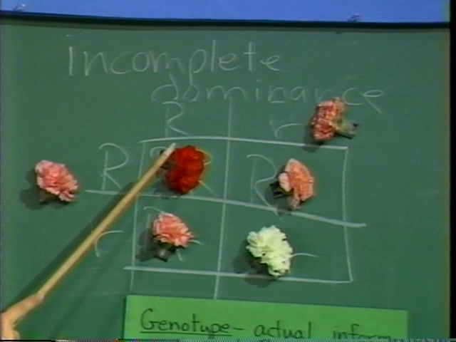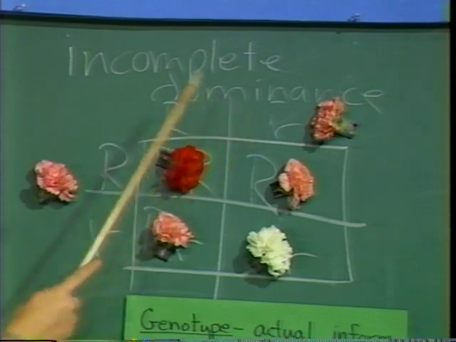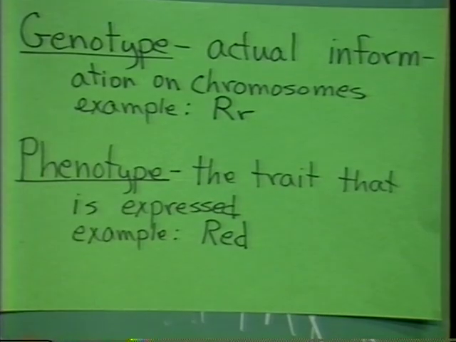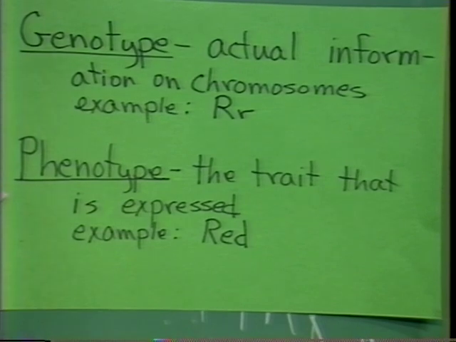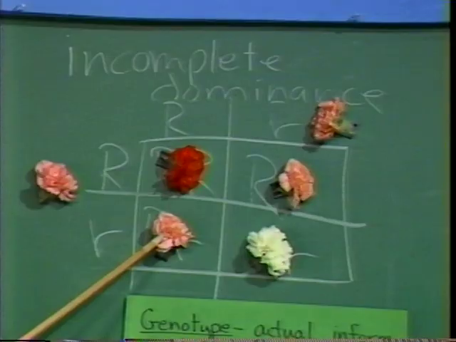Pink. No, that's something else. Genotype are the letters. Okay, so what were the letters of this parent? Capital R, small r. Good. Okay, that's the genotype. The genotype are the letters, the symbols that stand for those genes, okay? Now, phenotype is the color or the size or some trait that shows up. Okay? So what's the phenotype of this one?